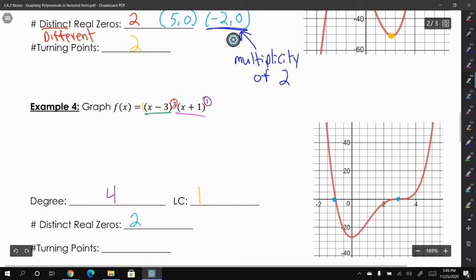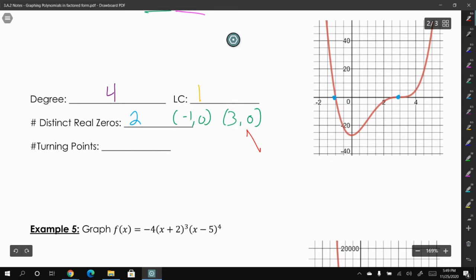So then our zeros are going to be -1, 0 and 3, 0, and that 3, 0 will have a multiplicity of 3 because our exponent for that factor was 3. You don't need to write multiplicity of 1. But this one has a multiplicity of 3.